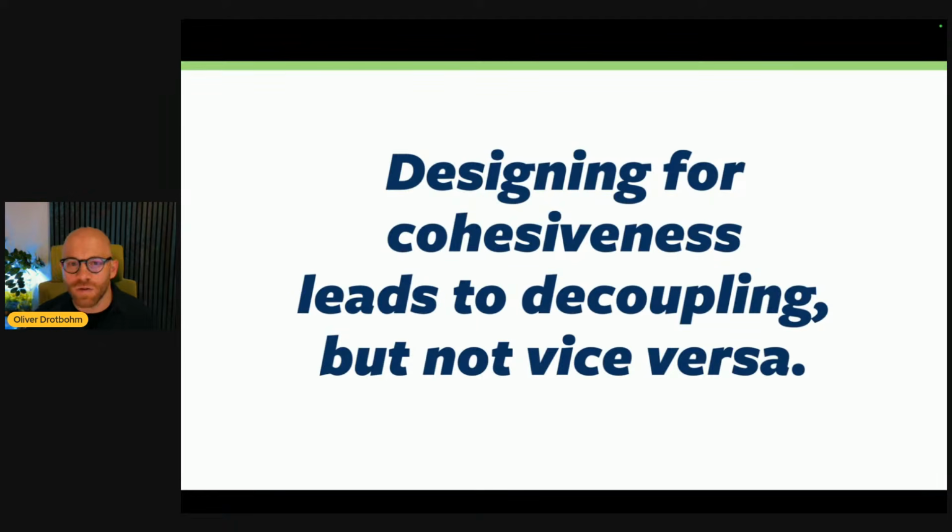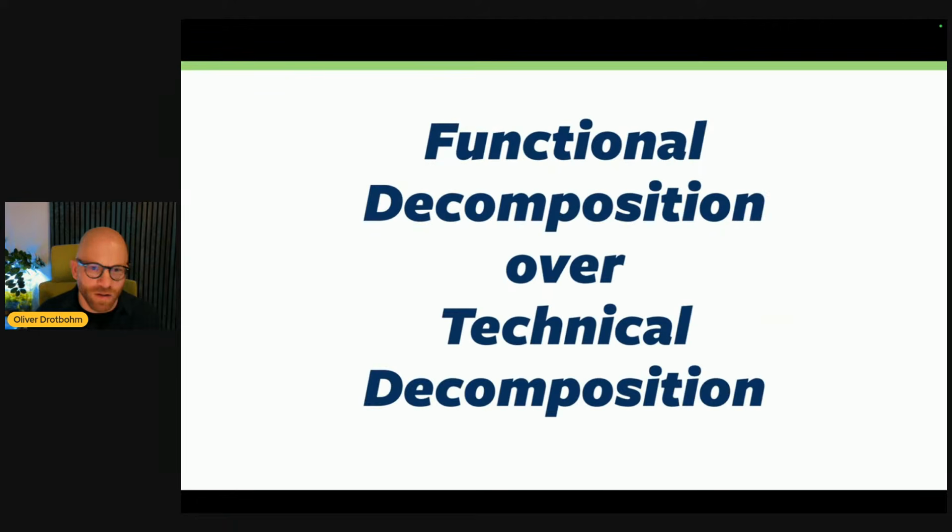If you turn it the other way around, if you design for cohesiveness, so what belongs to the order process? What belongs to the inventory? And where is the boundary between the two, right? Then you automatically get to elements that are decoupled from a functional decomposition approach, right? Phrasing this slightly differently, it's basically functional decomposition over technical decomposition, right?